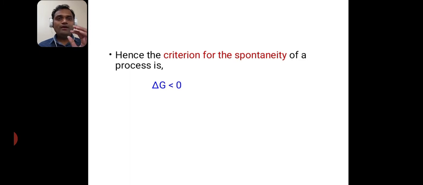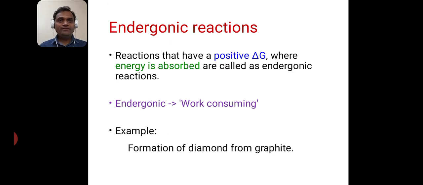So when in a chemical reaction the change in Gibbs free energy, that is delta G, is less than 0, then that reaction is spontaneous. Okay, so this is the criteria for spontaneity. Now these values of delta G have a relation with exergonic reactions and endergonic reactions. Let us see how. First, we will see what endergonic reactions are.